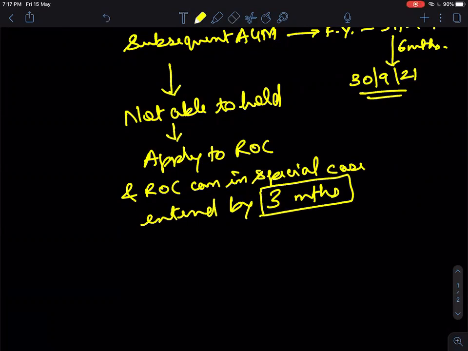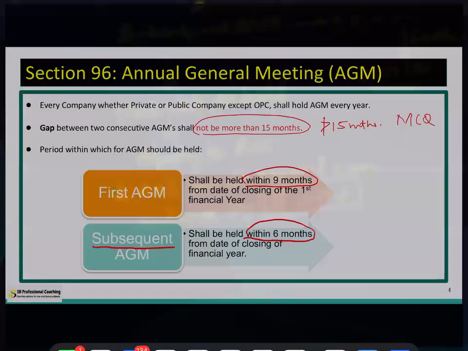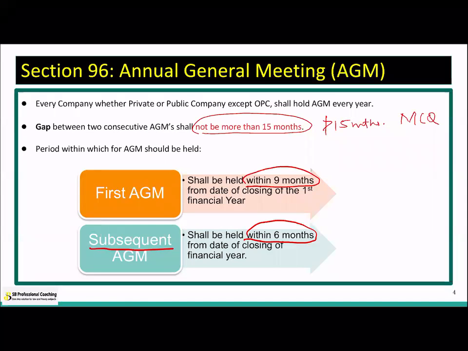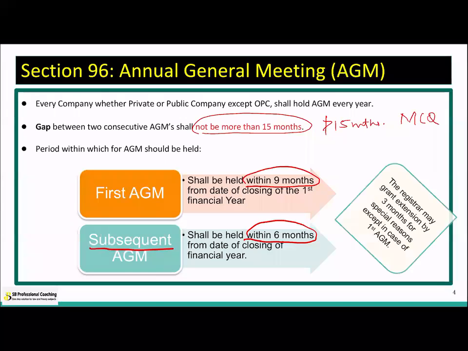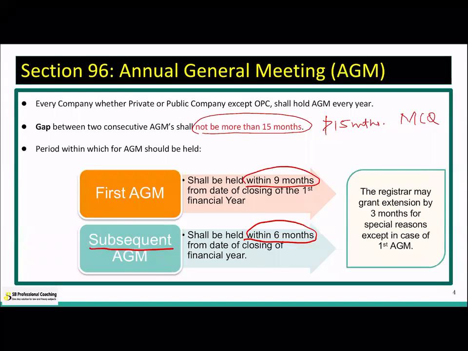We'll go back to the presentation. Over here in the presentation, first AGM and subsequent AGM we have already covered. And the next point that I was illustrating in that example was that the registrar may grant an extension of 3 months for special reasons, except in case of the first AGM. So no extension for the first AGM.